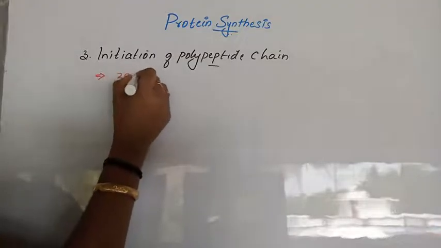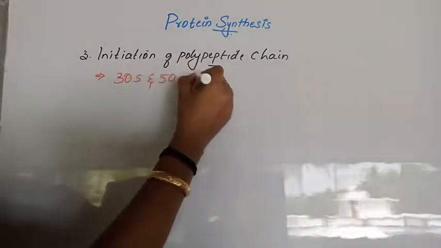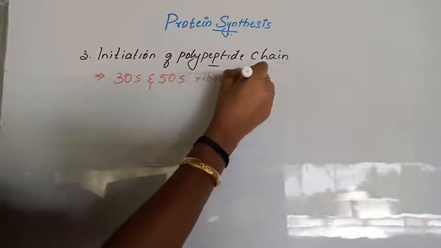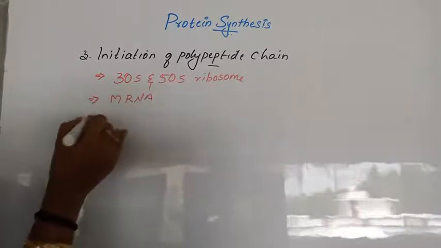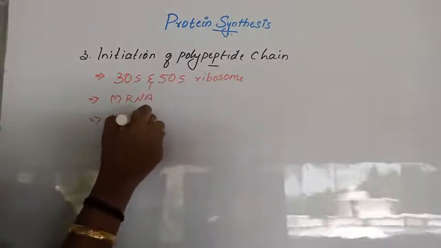Initiation of polypeptide chain. In this step, 30S and 50S subunits of ribosome, GTP, magnesium cofactor, charged tRNA, mRNA, and some initiation factors are required. So what are the machineries required for initiation of polypeptide chain? 30S and 50S ribosome. Then mRNA, obviously, is required. Then charged tRNA is required.